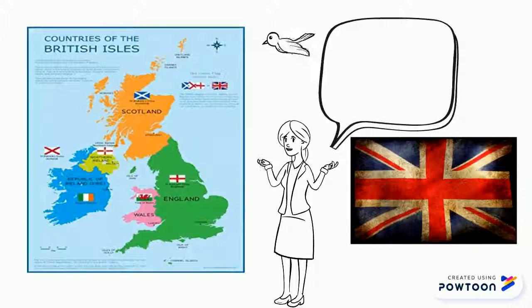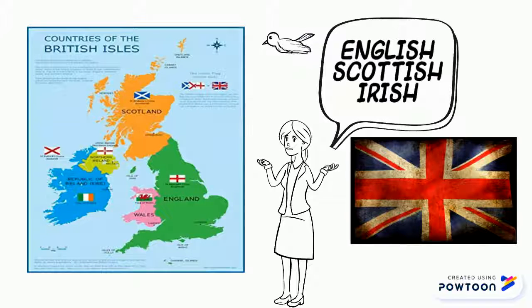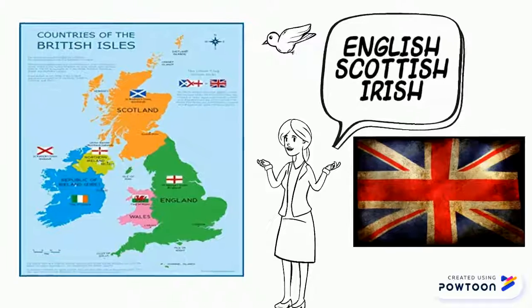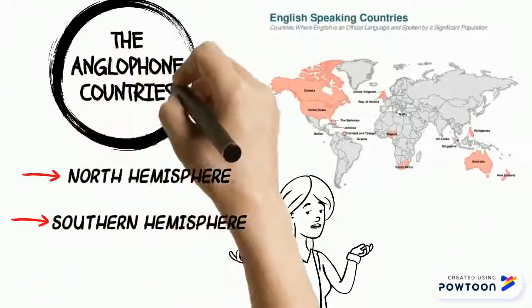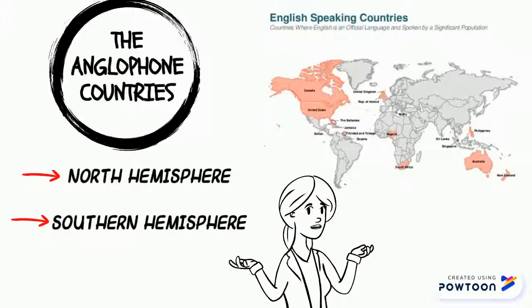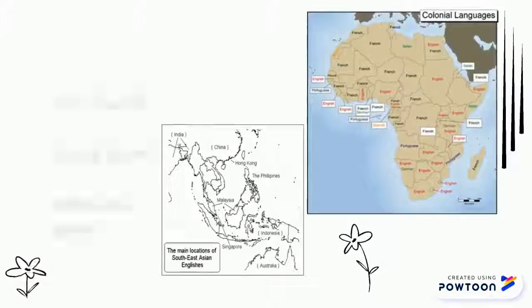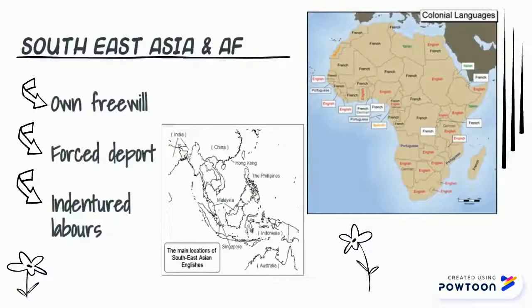English spread from the British Isles by the English, Scottish, and Irish in the 17th, 18th, and 19th centuries. The Anglophone countries are divided into two sections, the Northern Hemisphere and the Southern Hemisphere. The New Englishes countries, which use English as their second language, are mostly from the regions of Southeast Asia and Africa. For example, Malaysia, Singapore, Zambia, and Kenya.